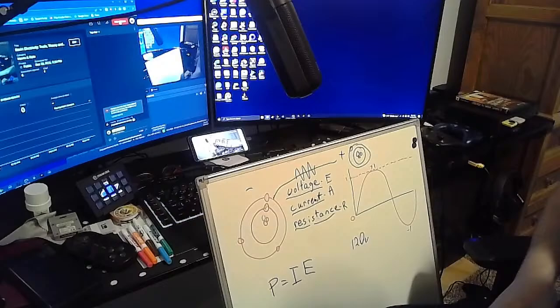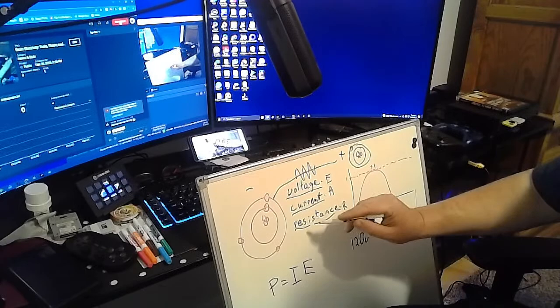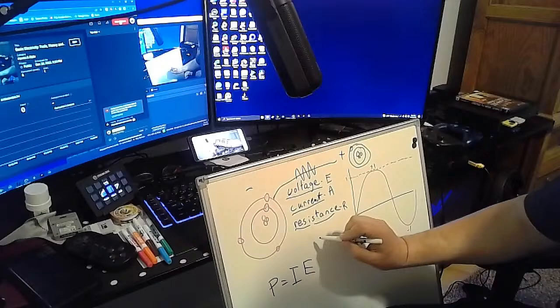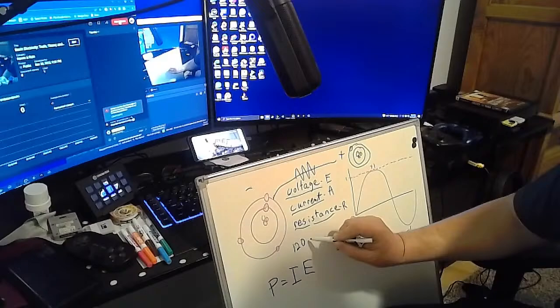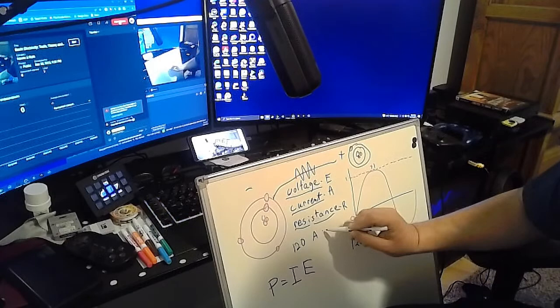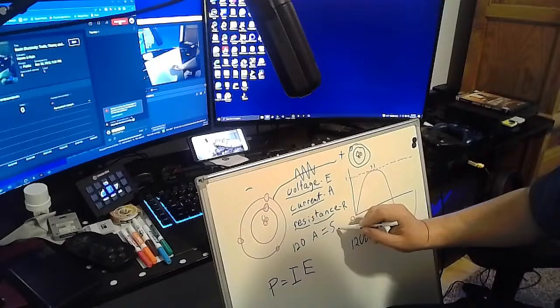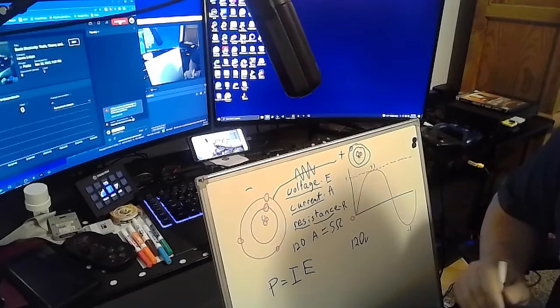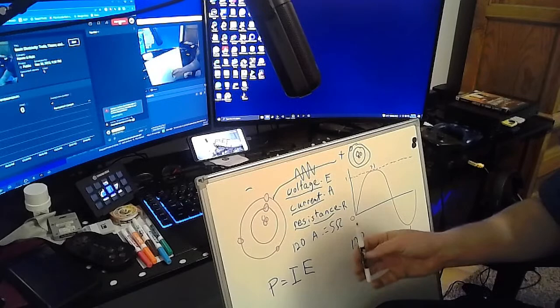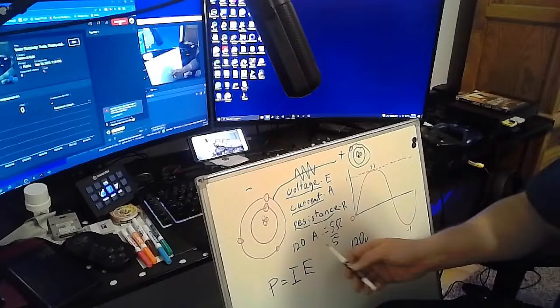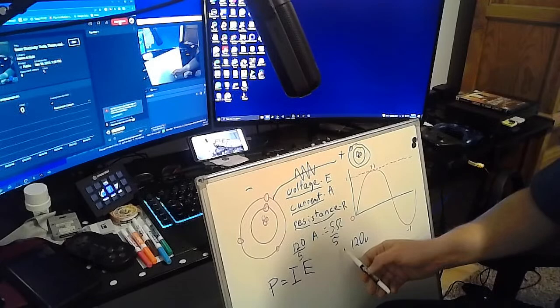If you have two of these three, you can find the other one. I may have to use a calculator because I don't math well, but I know how to do electricity. All right, so let's say you have 120 volts, you don't know your amps, and you have 5 ohms. Now this is a really high-powered device. If you remember how to do math, which I barely do, you divide by 5 here, then divide by 5 here.